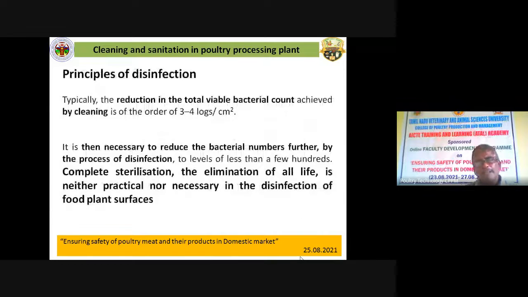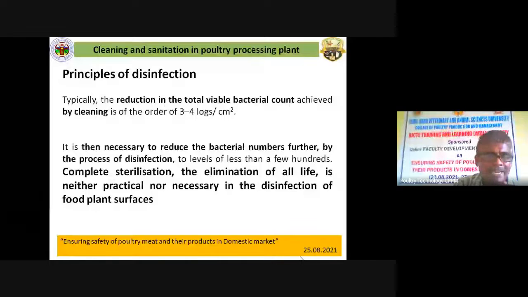Then principles of disinfection: whenever you use an agent to sanitize or disinfect a particular surface, this procedure ensures a reduction of 3 to 4 log organisms per centimeter square. For example, your floor has 7 log organisms per centimeter square. After cleaning and disinfection, the number of organisms gets reduced to 3 to 4 log organisms per centimeter square. So the cleaning alone ensures 3 to 4 log reduction per centimeter square. So the rest of the organisms also have to be removed. For that matter, we go for the procedure called disinfection.